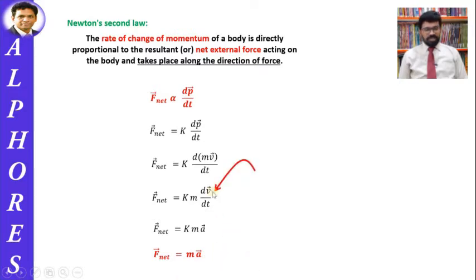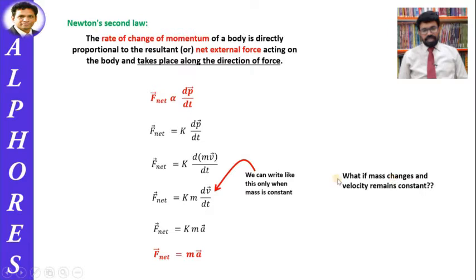Now let us have a look at this one. In this equation, since m is constant, it was brought outside. What if m is a variable and v is constant? We can write like this only when mass is constant. What if mass is varying? What if mass changes and velocity remains constant?